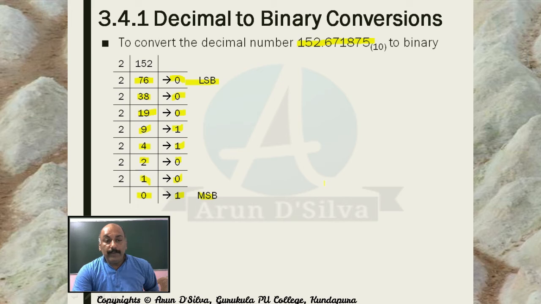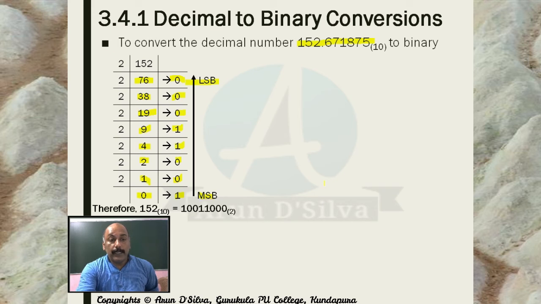So 152, after converting to binary, we read from bottom to top. So what does the value become? 152 is equal, in binary, to 10011000. This is the value in binary.